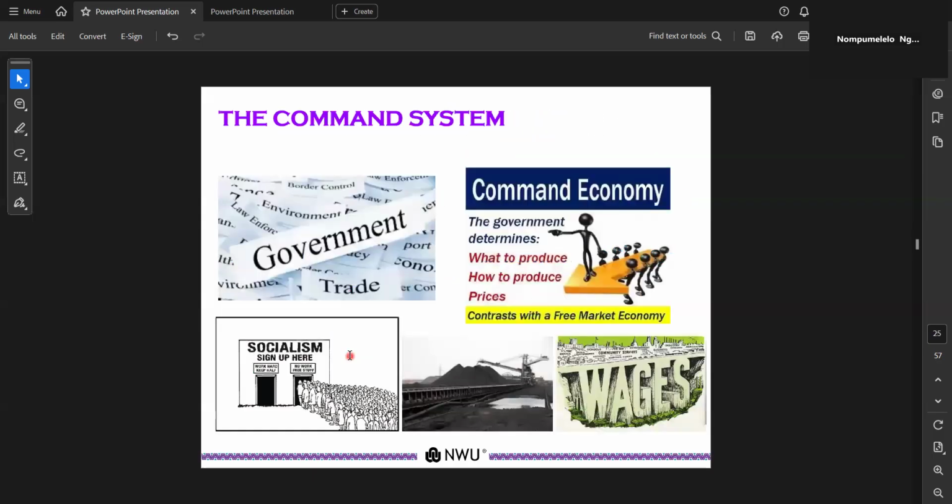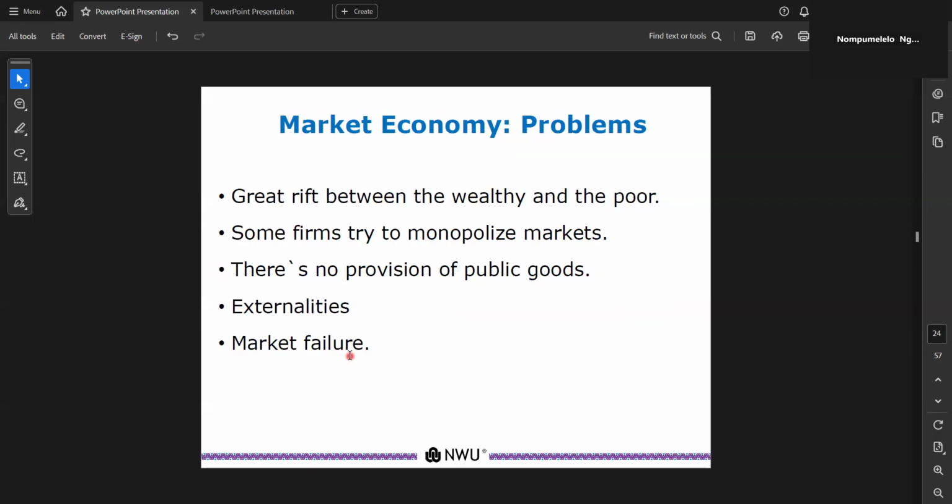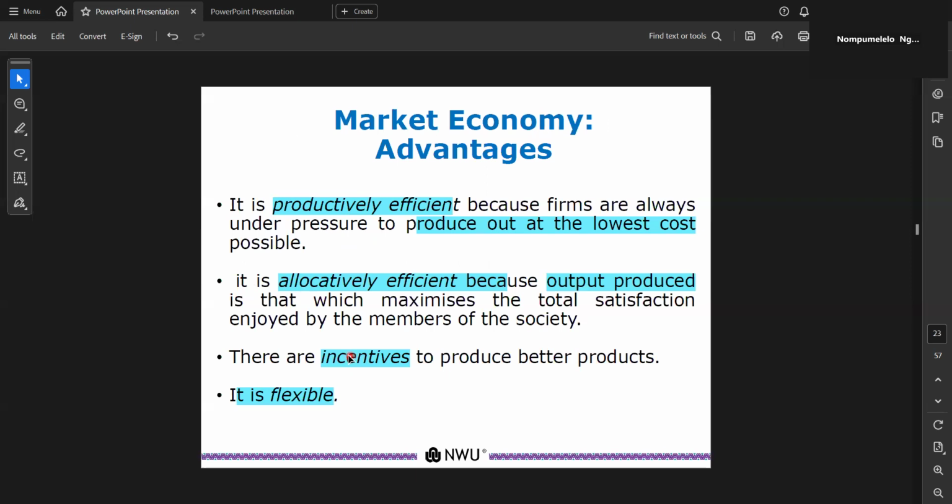So yeah, those were the advantages and the disadvantages of the market economy. So let's just recap.